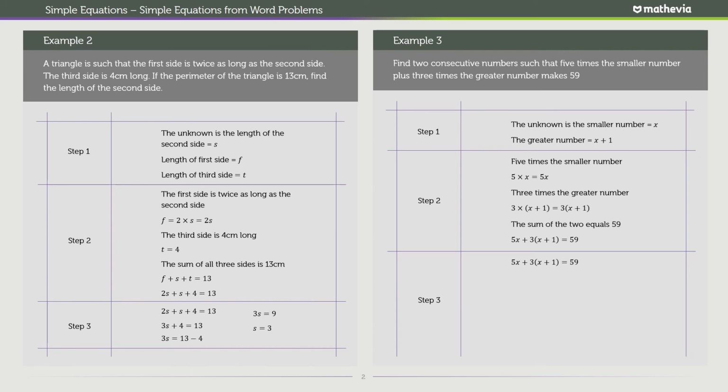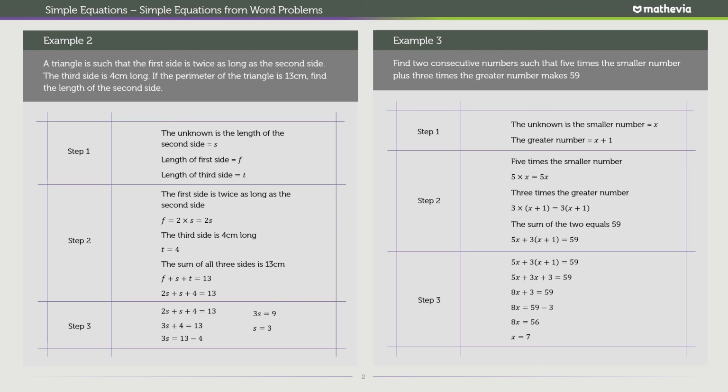So we have 5x plus 3 times x plus 1 equals 59. We expand what we have there, so we have 3x plus 3. 5x plus 3x is 8x, plus 3 equals 59. We move 3 over to the right, so we have 8x equals 59 minus 3. 8x equals 56. We divide both sides by 8, and we have that x equals 7.